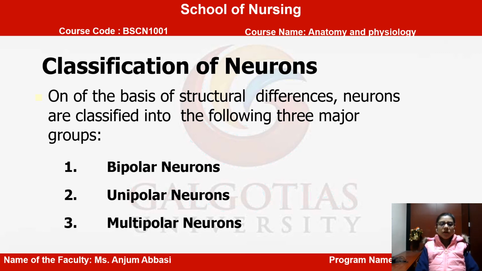Next is the classification of neurons. We can classify neurons on different bases. On the basis of structural differences, neurons are classified into the following three major groups. First is bipolar neurons, second is unipolar neurons, and third is multipolar neurons.